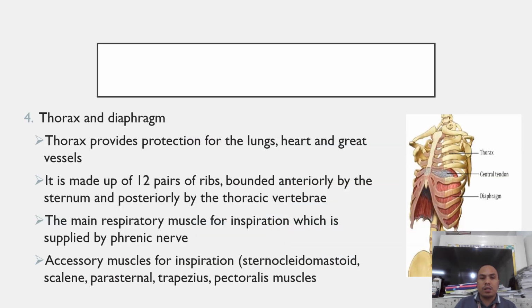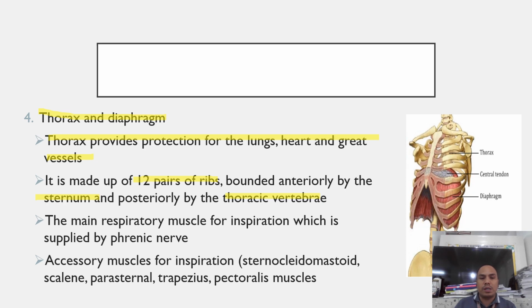Okay, next one, we have the thorax and then the diaphragm. The thorax provides protection for our lungs, the heart, and our great vessels. It is made up of 12 pairs of ribs that is bounded anteriorly by the sternum and posteriorly by the thoracic vertebrae. So anteriorly, that is the sternum, and posteriorly, that is the thoracic vertebrae.